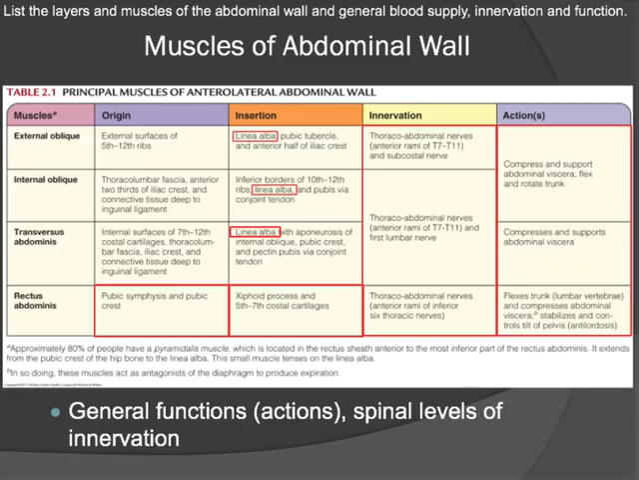Muscles of the abdominal wall are listed here. I've highlighted in red the things that are the most important, so just focus on those. When it comes to innervation, if you just know thoraco-abdominal nerves, that's good enough. All those other details are not really key.